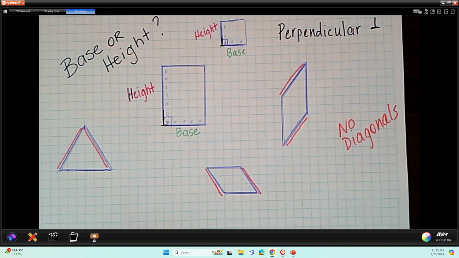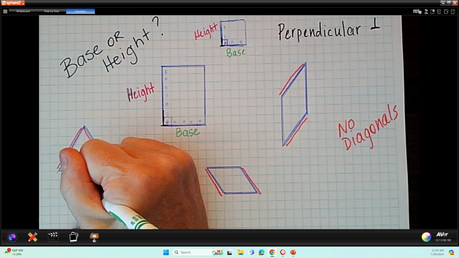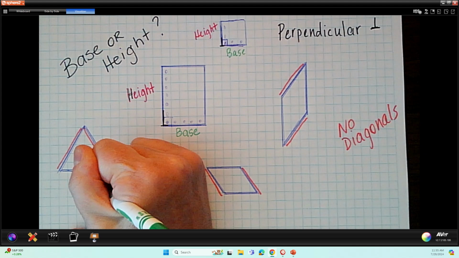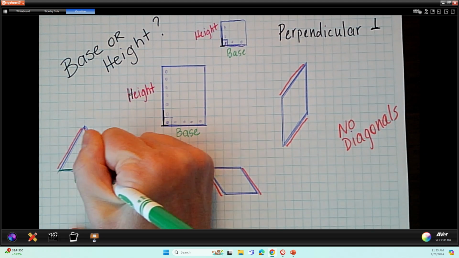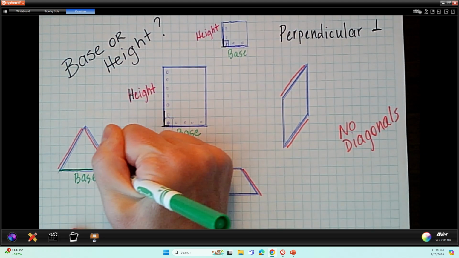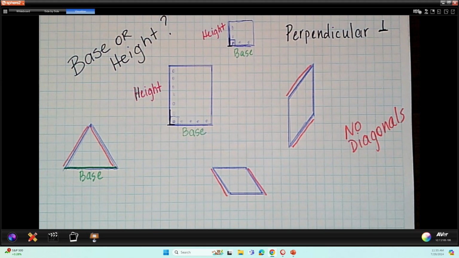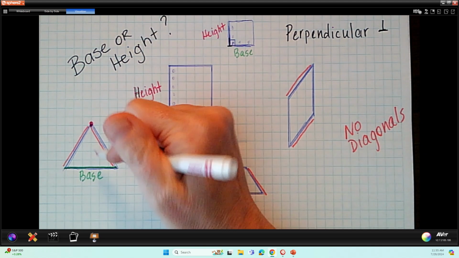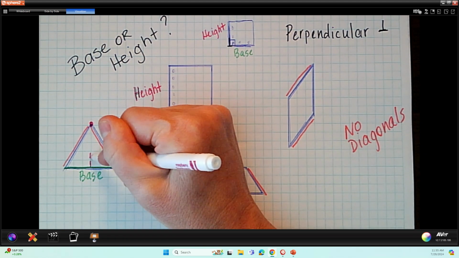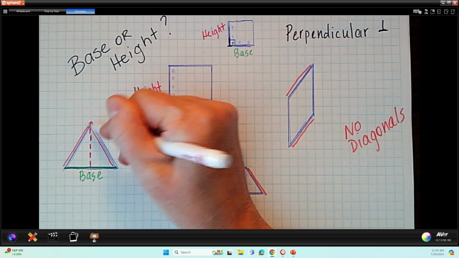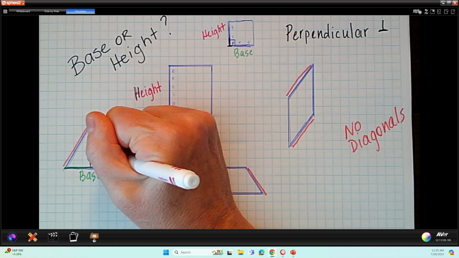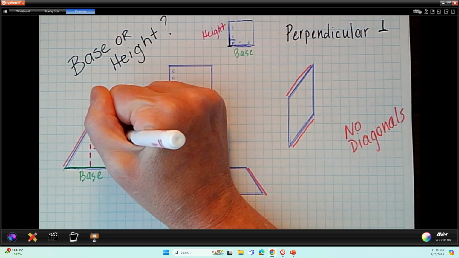So what we're looking for as the base is a flat spot where we can rotate it, like put this down. So here's my base. Okay, now the height of my triangle is how tall it is from the base to the point. Here's my point at the top. So I could go straight up the middle, 1, 2, 3, 4, 5, and I can see that that's 5 units. So this would be my height.